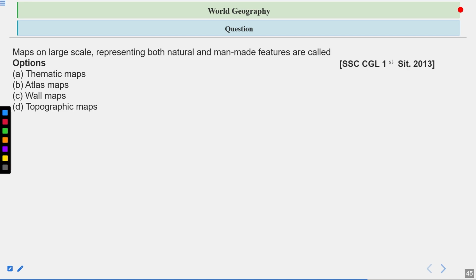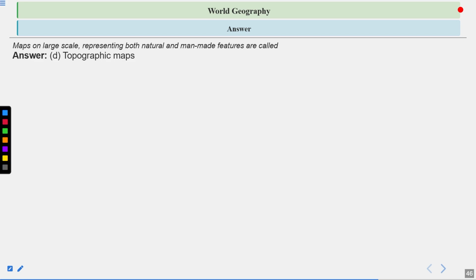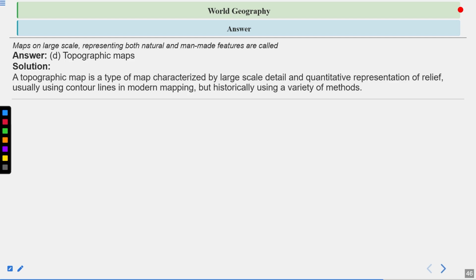Maps of large scale, representing both natural and man made features, are called: thematic maps, atlas maps, wall maps, or topographic maps. If we talk about the maps, the correct answer will be D option, topographic maps. A topographic map is a type of map characterized by large scale detail and quantitative representation of relief, usually using contour lines in modern mapping, but historically using a variety of methods.